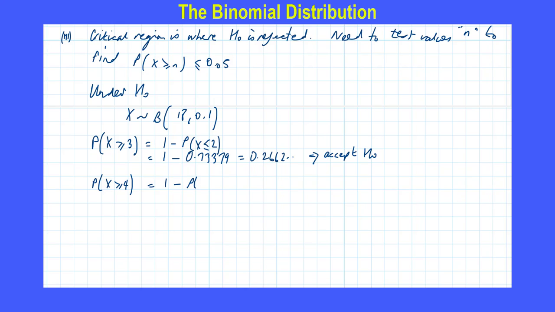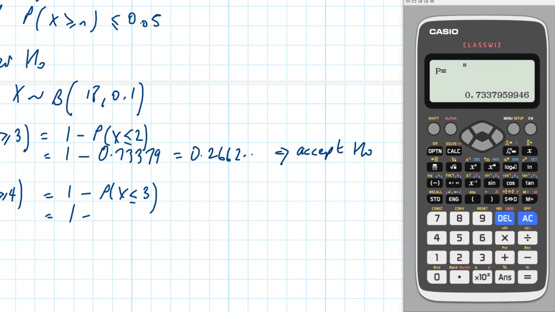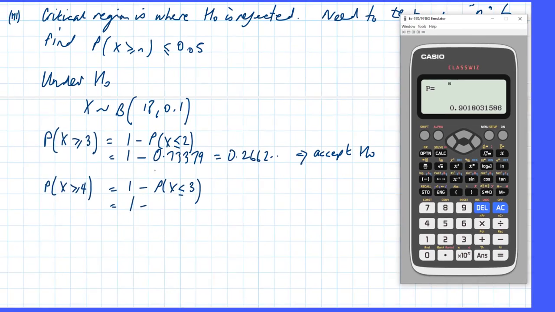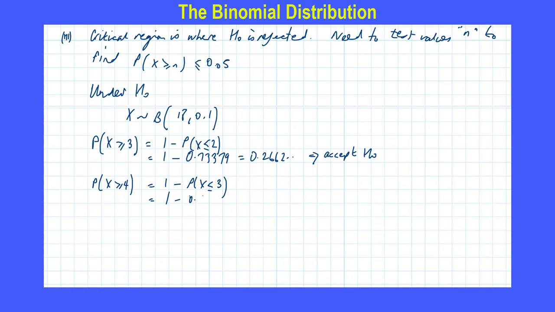So we try x is greater than or equal to 4. Well, that's the same as 1 minus the probability X is less than or equal to 3. Again, I can use my calculator to determine that value just by changing the 2 into a 3. All the other parameters will remain the same. I get my value 0.9018. So work out 1 minus 0.9018. And that's going to give me a value of 9.82%. Well, again, it's not less than 5%, so I still accept H0.